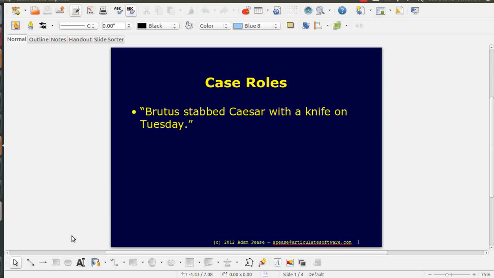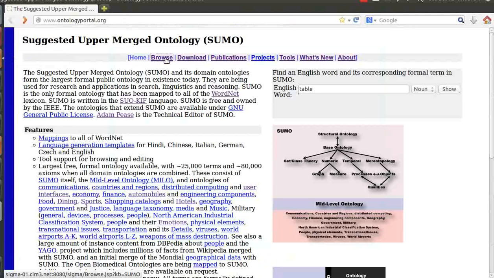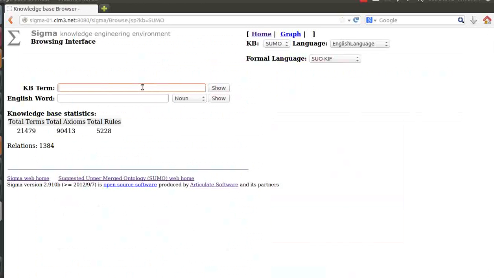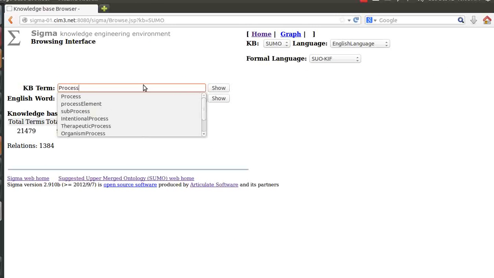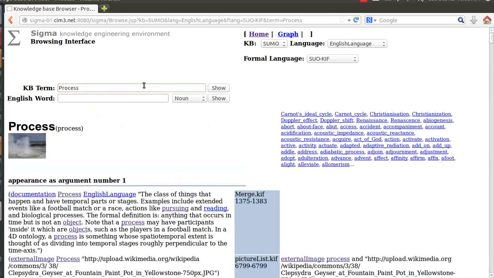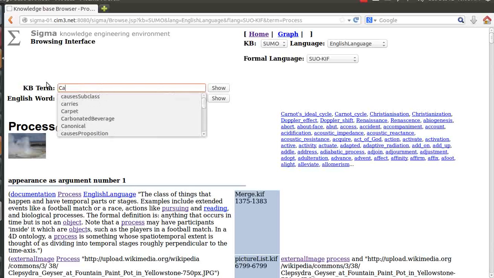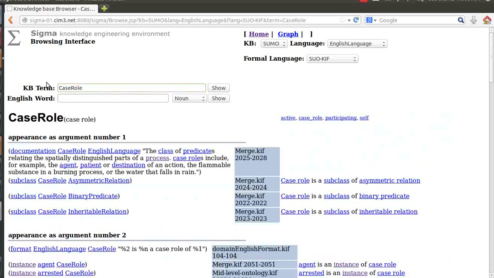So hopefully, if you're watching this, you will have looked at some of the previous podcasts we've done on how to write a basic term in SUMO and maybe how to use Sigma, because we're going to be using Sigma during this podcast as well. Right. So here's Sigma, or here's the SUMO homepage. So we'll go to Browse, and let's bring up Process for now. Okay, so this is the main class having to do with actions. And we should also take a look at case role. All right, we'll just leave this up in the background.